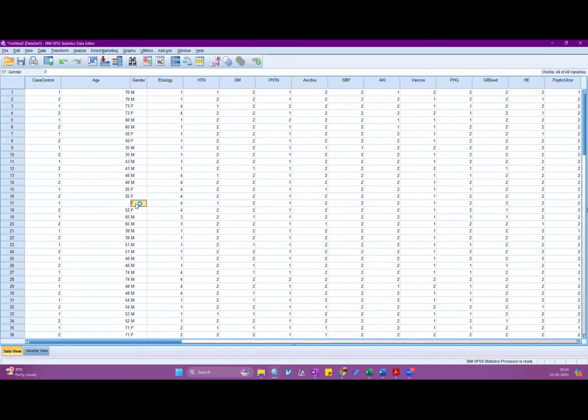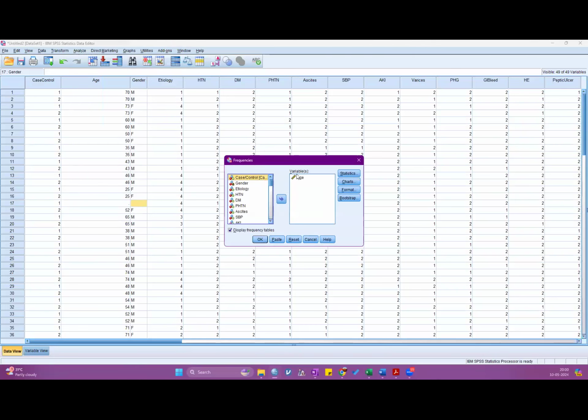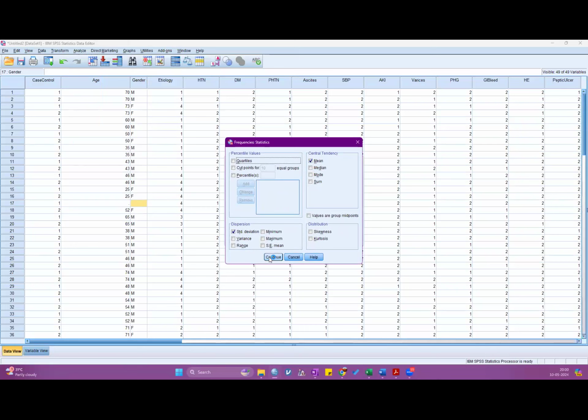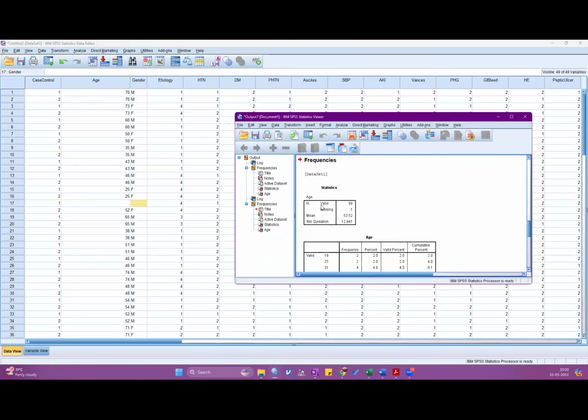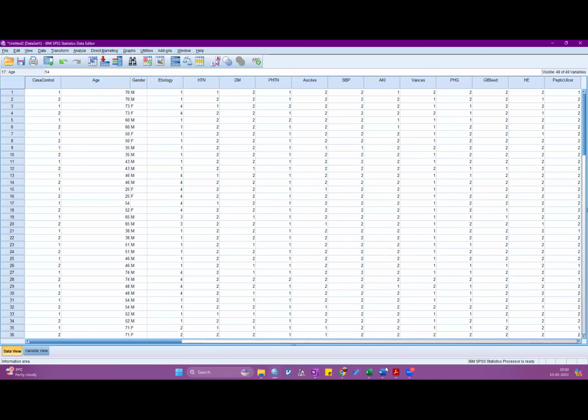So suppose here F is missing. I removed F, correct? So for the continuous data, we need to apply mean plus minus SD. So go to analyze, descriptive statistic, frequency, select age because my data is missing from the age. Go to statistics, select mean and the standard deviation, click on continue, click on OK. Getting how much? 53.52. We can take overall 54, right? So the number is matching before, correct?